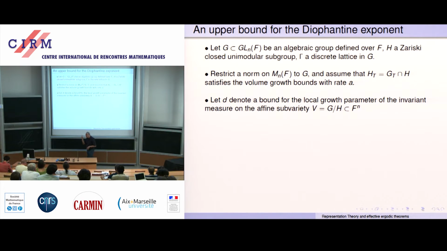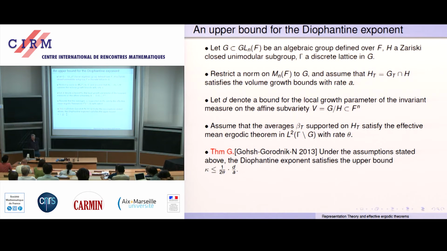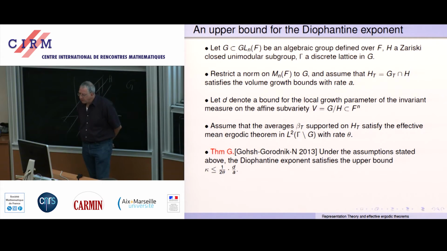And we have one further bit of information, which is the rate of decay in the mean ergodic theorem that we had before. And then, yes, we assume that the averages beta t supported on HT satisfy the effective mean ergodic theorem with rate theta. So under the assumption stated above, the Diophantine exponent satisfies the upper bound that kappa is bounded by 1 over 2 theta times the same d over a that we had before. So it's a multiple of this d over a, and the multiple is 1 over 2 theta.